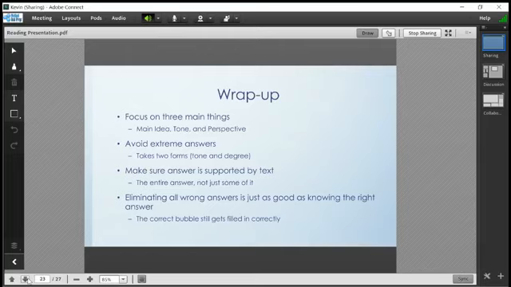Make sure the answer is supported by the text, okay? Just because the answer sounds good is not necessarily going to be the right answer. The entire answer, and not just some of it, has to support it, okay? Because again, I've seen answer choices where literally one word makes it incorrect. And again, eliminating all wrong answers is just as good as knowing the right answer.